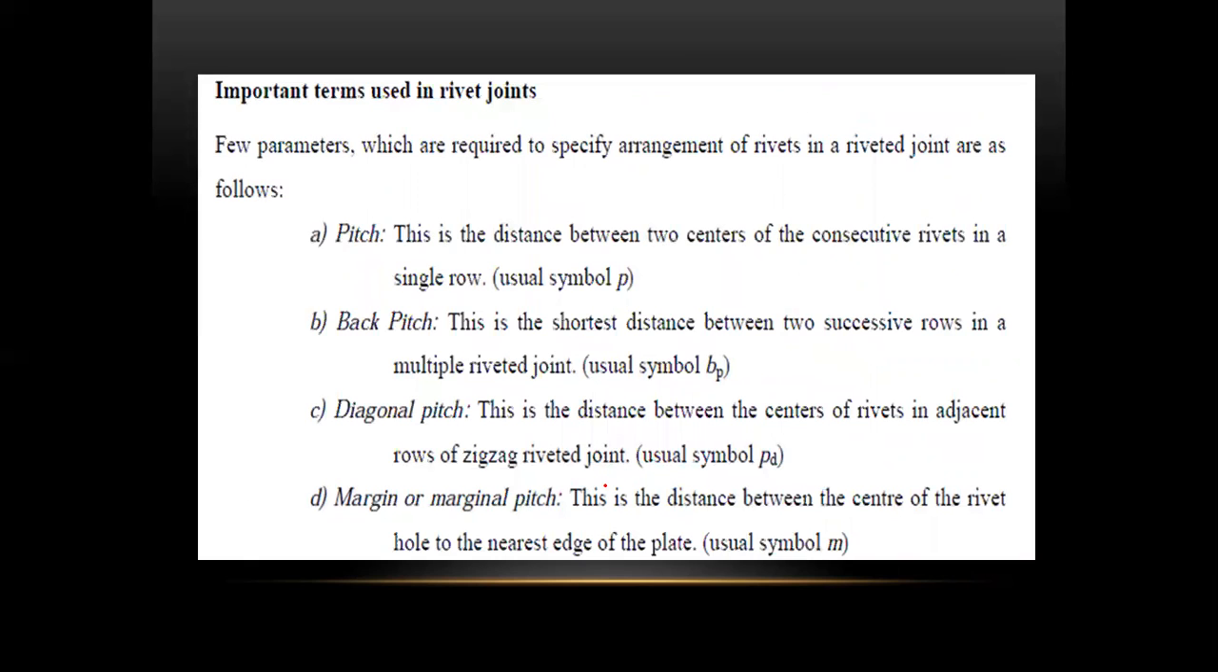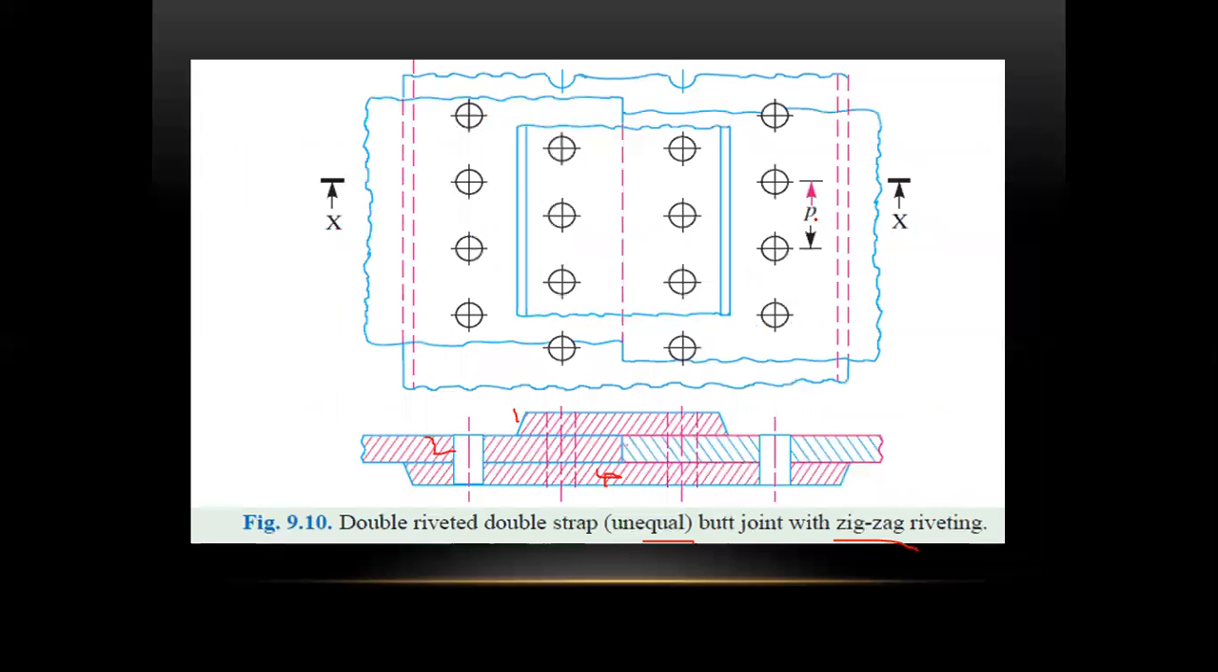Next, the terms which are used in the riveted joints. As we discussed earlier, first parameter is a pitch P. This is the distance between the two centers of the consecutive rivets in a single row. For example, take a rivet, same diameters. From this center to this center, from here to here. This is nothing but pitch P. Just students, here is a pitch P. The distance between two consecutive rivets. This is wrong, only in series.